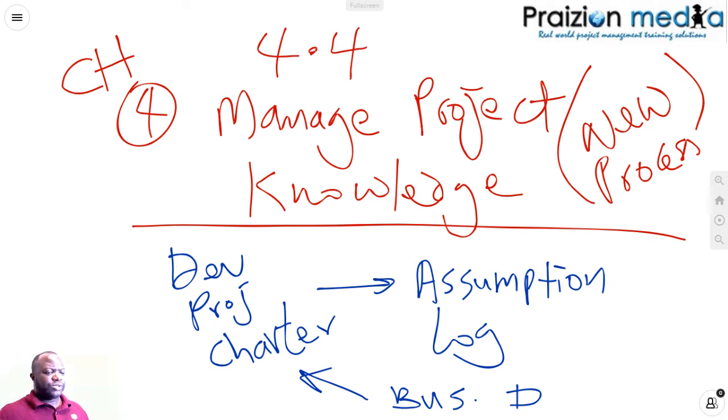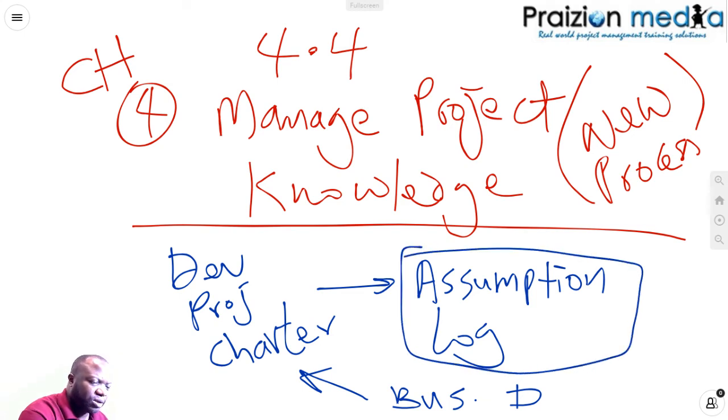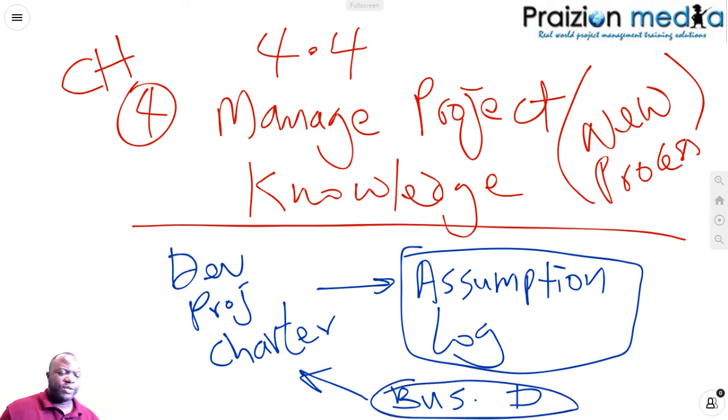Okay? So what have we covered? Manage Project Knowledge is a new process. Develop Project Charter now gives you as an output the assumption log, and business documents is an input. And business documents are your benefits management plan and your business case. New concept, just something to be aware of. All right. What else?